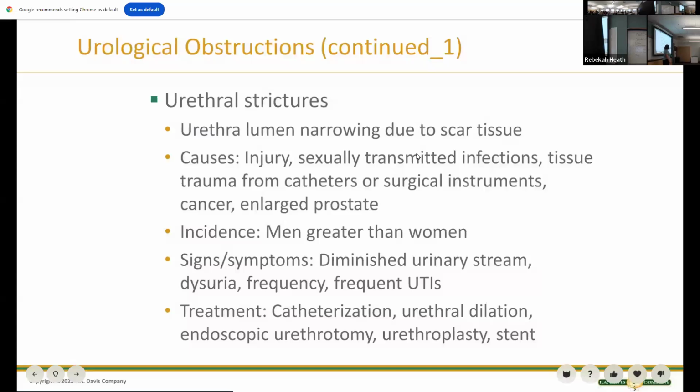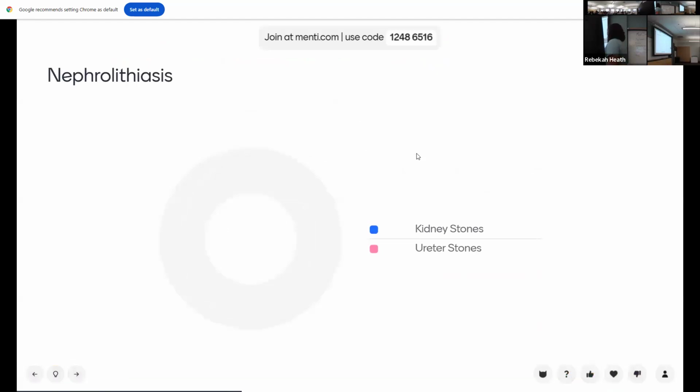Endoscopic urethrotomy. Word building again, otomy is some sort of opening, an incision, usually opening up. So they might go in and actually try to open up that urethra. Urethroplasty, or even like a stent, right? They might go in and put a stent in that will kind of expand and help keep that urethra open. Okay, now we're going to go into stones.